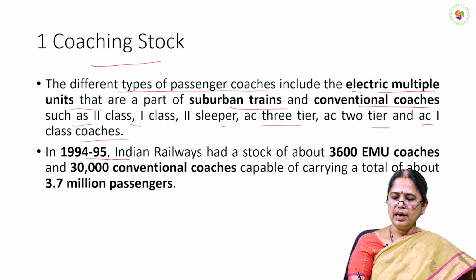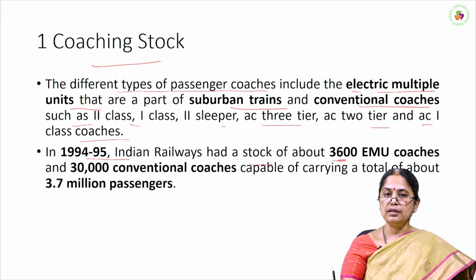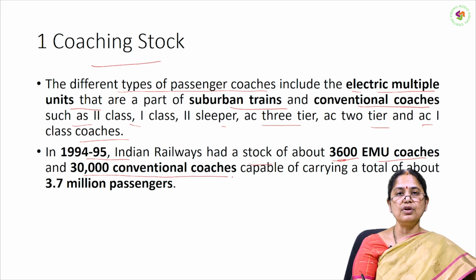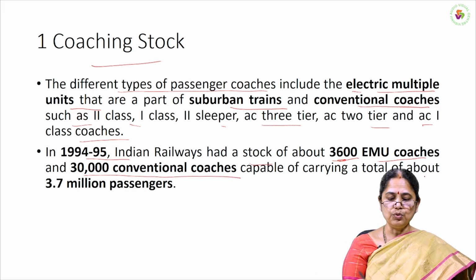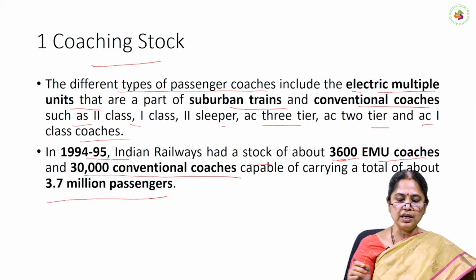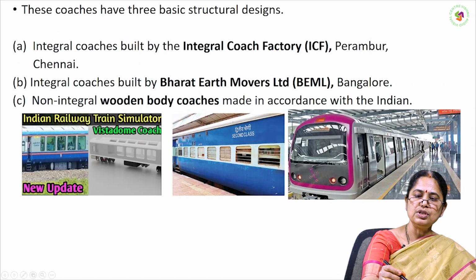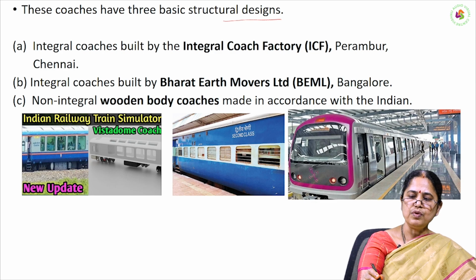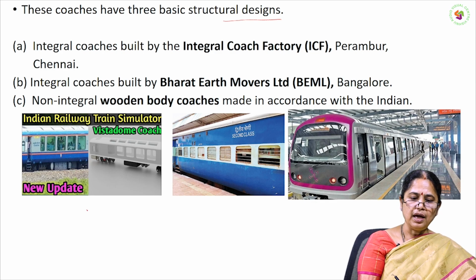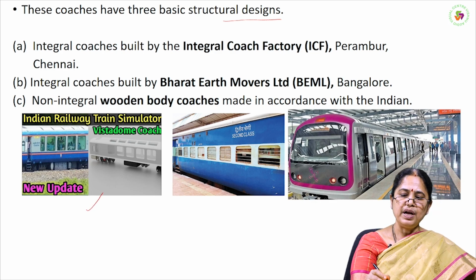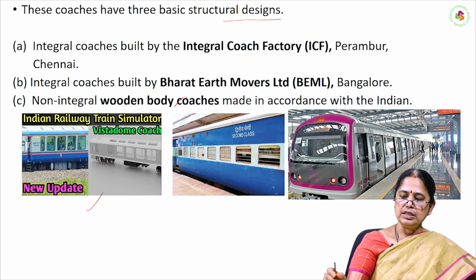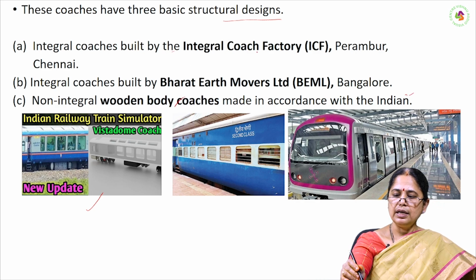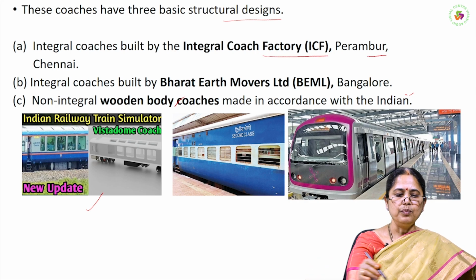In 1994-95, Indian Railways had a stock of 3,600 EMU coaches and 30,000 conventional coaches capable of carrying a total of about 3.7 million passengers. These coaches have three basic structural designs. The first one is designed by the IRS, which is made with a wooden body. This is the Indian integral coach built by Integral Coach Factory, Perambur, Chennai.